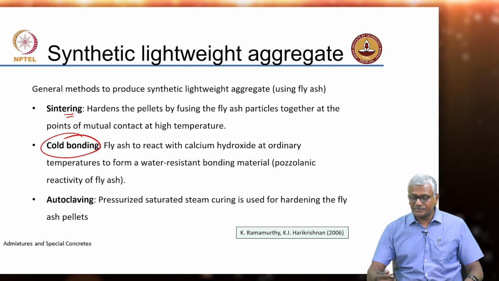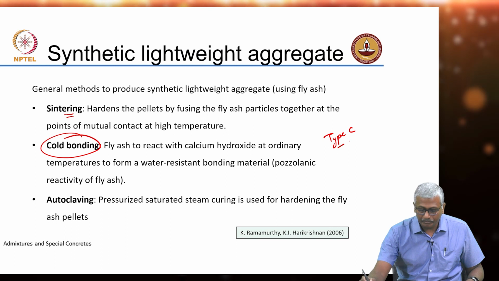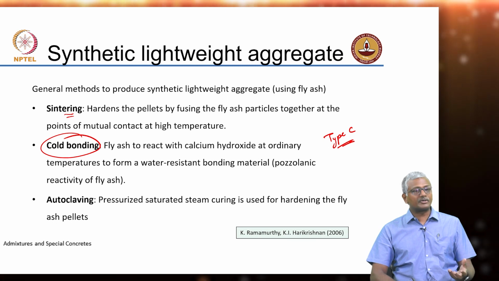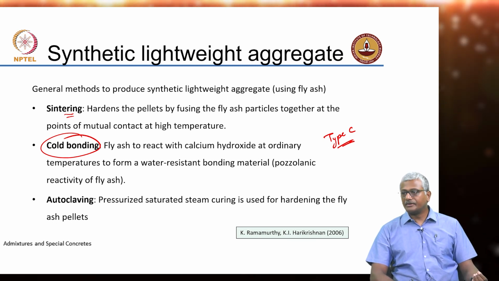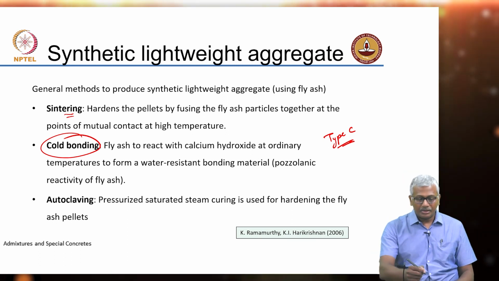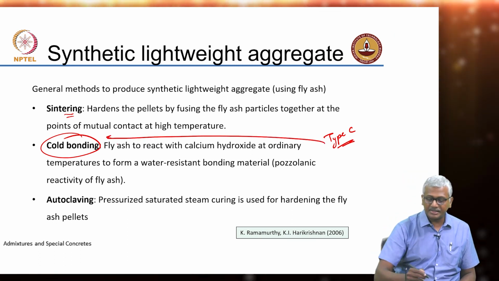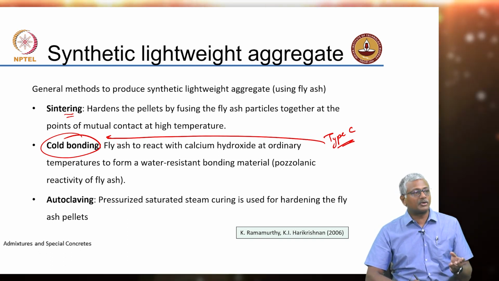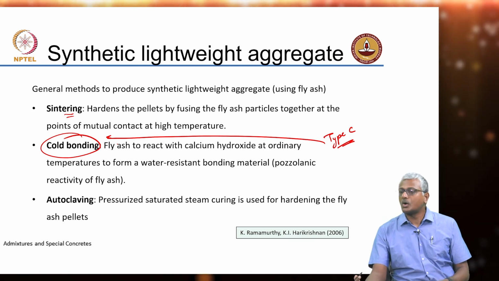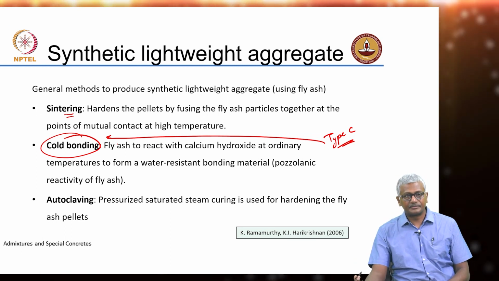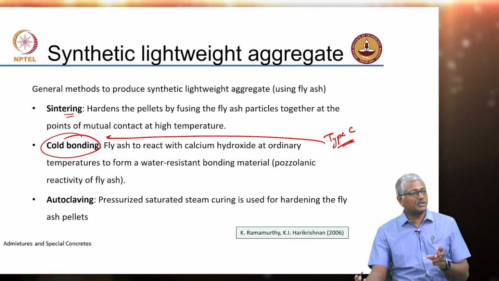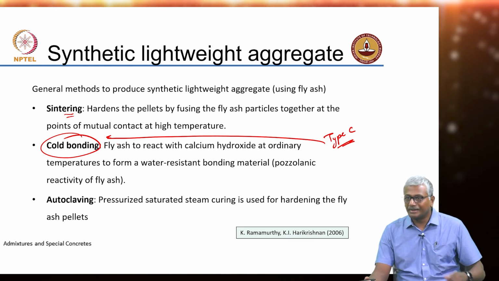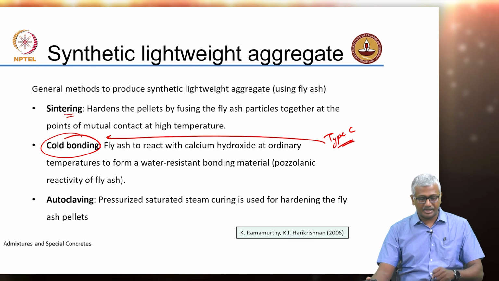Alternatively, if you have type C fly ash, what will happen when you have type C fly ash? It will exhibit much higher reactivity because of the higher calcium content present in the system. So, with type C fly ash, often cold bonding is a realistic solution. Now, this is good because now the energy is only for pelletization. The remaining process is just natural curing. There is no high temperature sintering involved. So, that is one thing which you need to consider. Can you process the material without provision of the high temperature sintering? And that is what you can do with cold bonding if the fly ash is reactive.